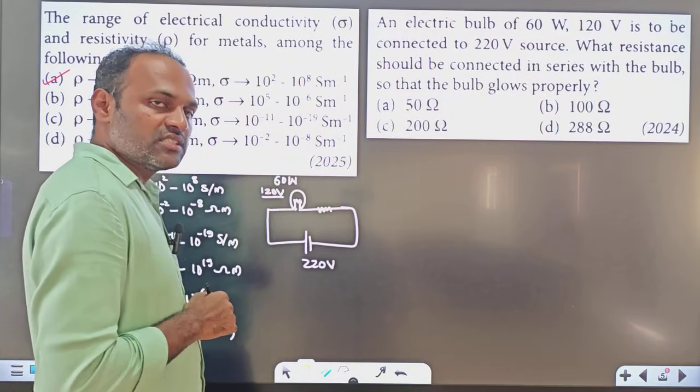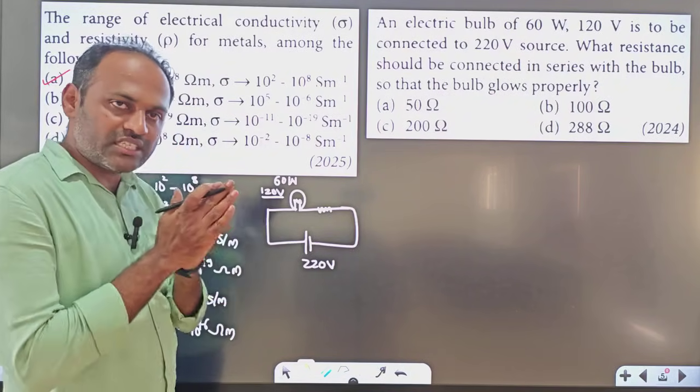Why do we have to connect that resistance in series? So that this voltage 220 gets divided, right?